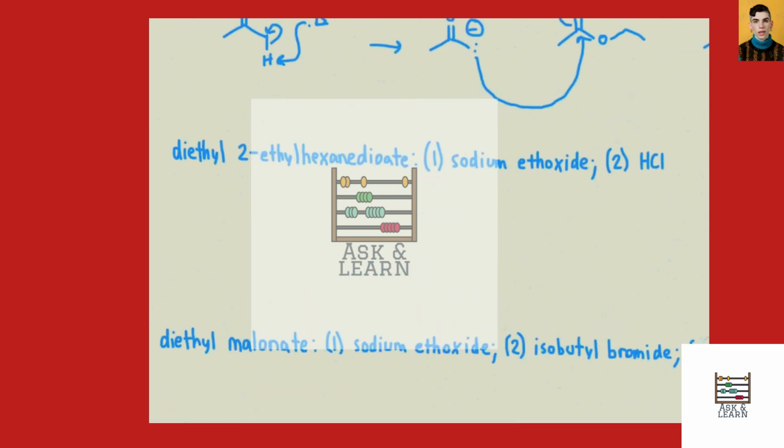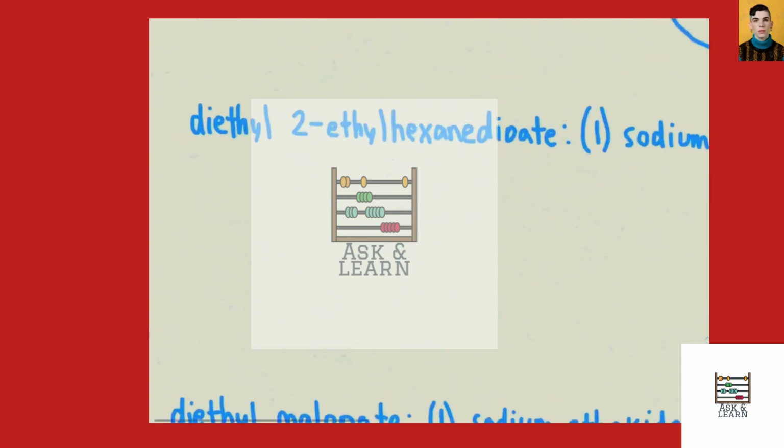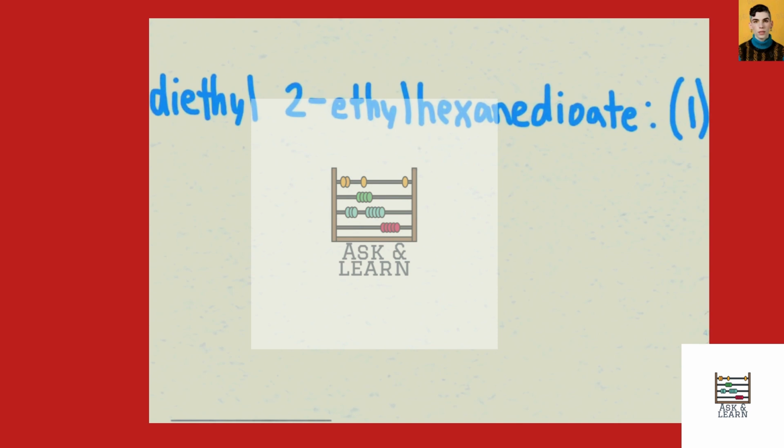So this is diethyl 2-ethyl hexane dioate reaction with sodium ethoxide and HCl. Right here I recognize that I have dioate. That means I'm going to have 2 esters, and then the hexane corresponds to a 6-carbon compound. The 2-ethyl corresponds to an ethyl group on the second carbon, and then the diethyl corresponds to the presence of 2 ethyl groups on the oxygens of that ester group. So, breaking it down again, dioate on my 6-carbon compound.